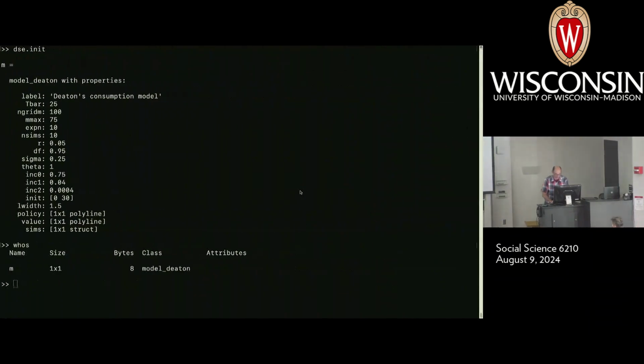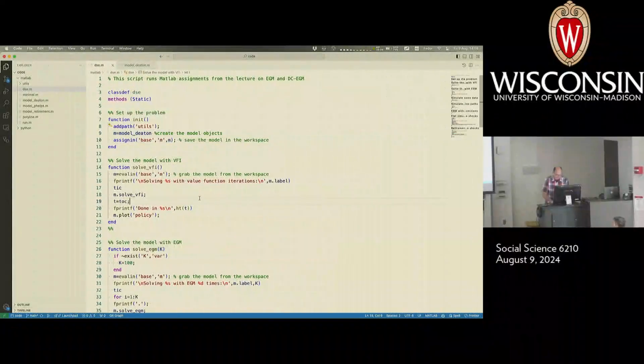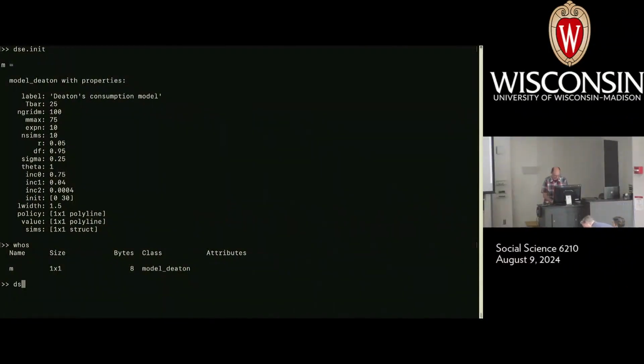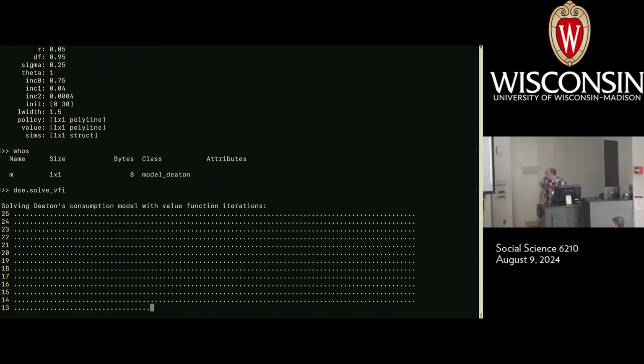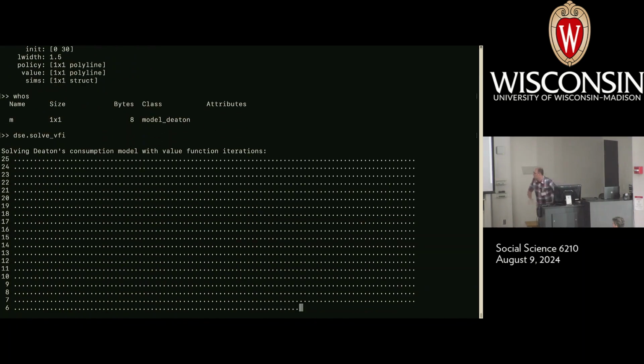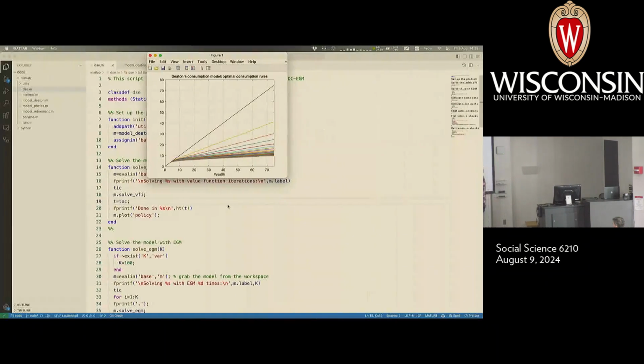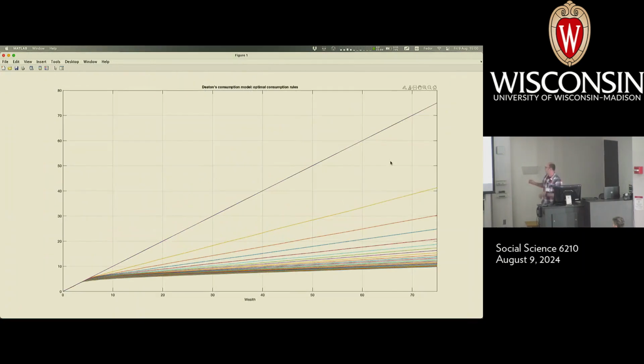So anyway, this is the code. I'm going to close this. And so I'm just going to run this solve VFI. Each dot is actually indicating that one point in the state space is solved, and this is not a very long time horizon. It's just 25 periods, but it takes some time to solve for the optimal continuous choice, optimal consumption, and we get that picture that we expected.